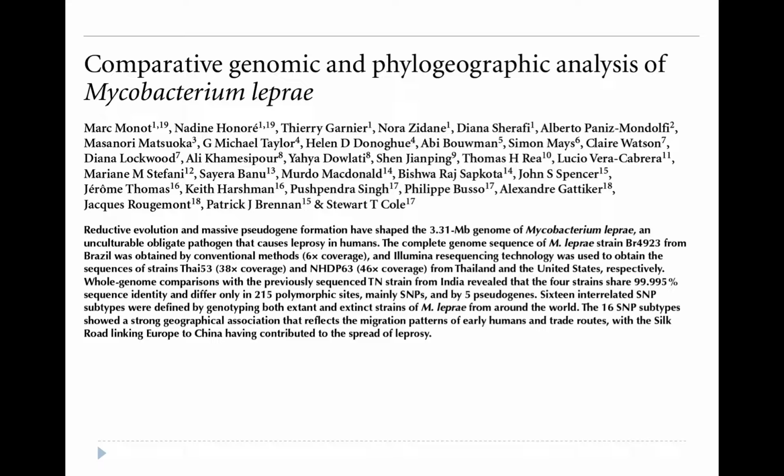Now, obviously, when you do these kind of studies and you get loads of genome data, you can't just say, well, I've got loads of genome data. You have to kind of tell a story. So, again, their just-so story was that there's a strong geographical association that reflects migration patterns of early humans from trade routes, and they blame the spread of leprosy on the Silk Road linking Europe to China, contributing to the spread.